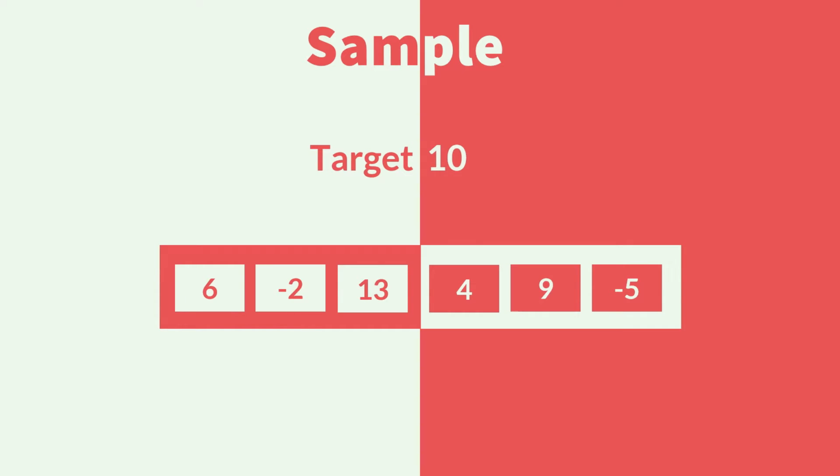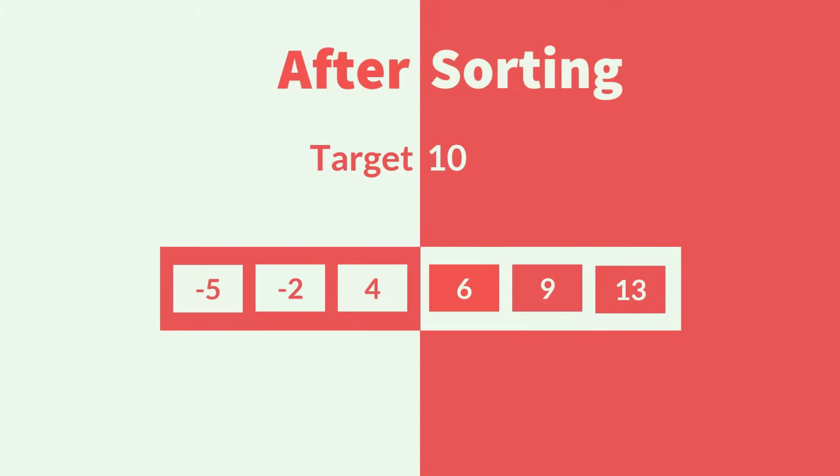So now let's sort our given array. On sorting, this is what the array would look like: minus 5, minus 2, 4, 6, 9 and 13. And now that we have sorted it, we can move on to using our two pointer based approach.